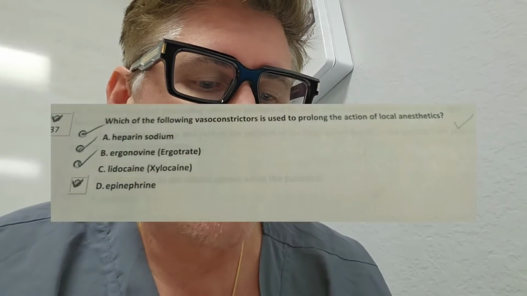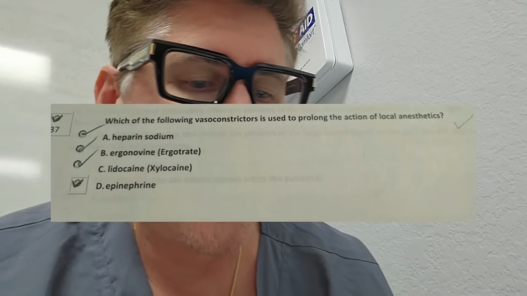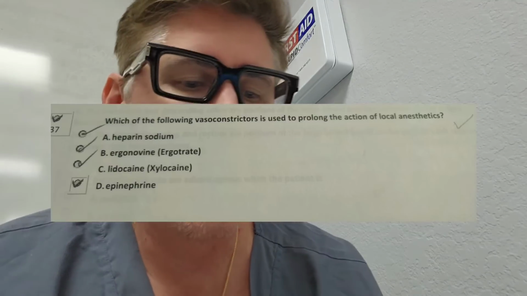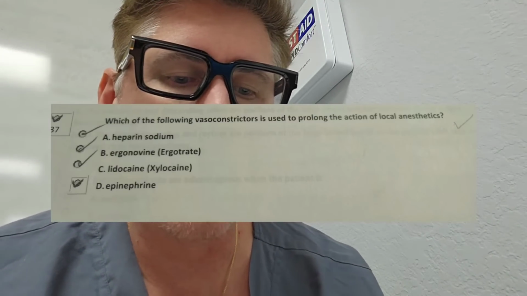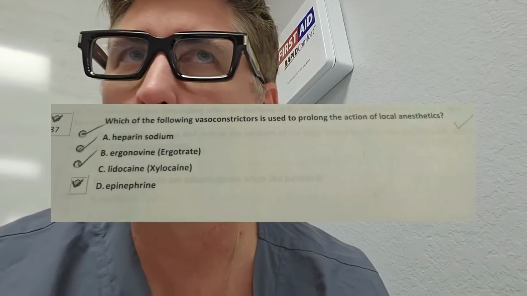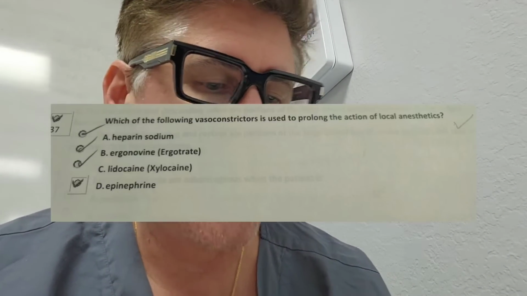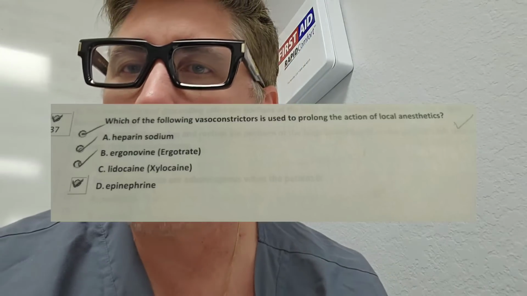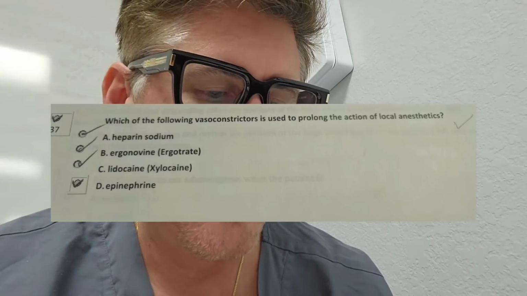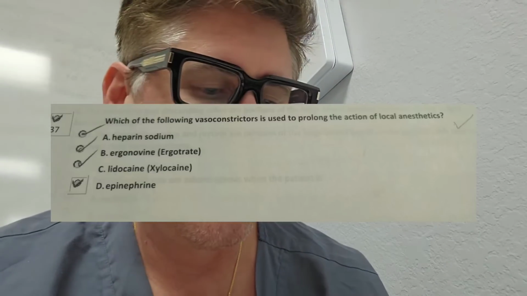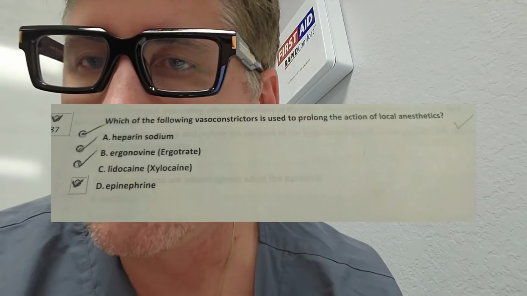All right, what are we on? Question number 7. Put it up on the screen. If it's not number 7, well, we're just going to roll with the punches here. Which of the following vasoconstrictors is used to prolong the action of a local anesthetic? Is it A, heparin? Is it B, some word we can't pronounce? Is it C, lidocaine? Is it D, epinephrine?